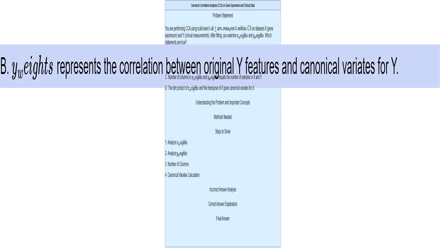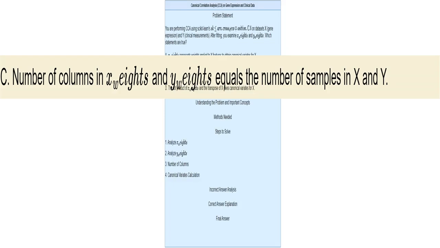Remember, y_weights_ represents the weights, not the correlations. Statement C is about the size of x_weights_ and y_weights_. It suggests that the number of columns equals the number of samples. But in fact, the number of columns represents the number of features, not the samples. I'll demonstrate this when I explain the true meaning of this attribute.